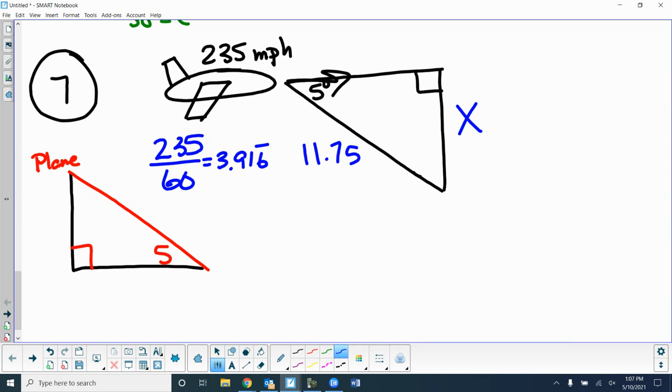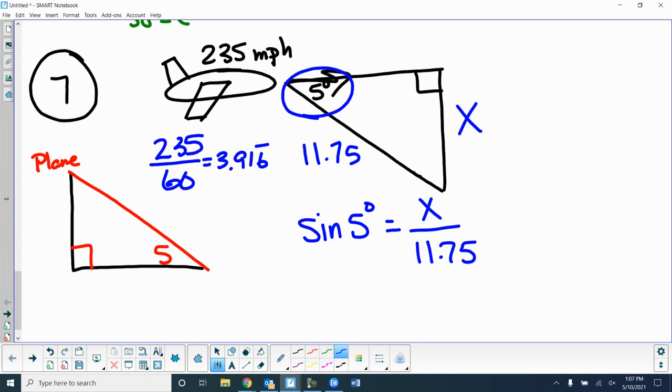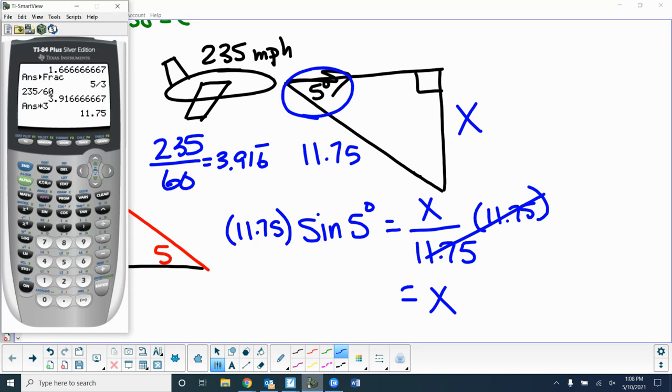So do I use sine, cosine, or tangent? Here's where I'm looking. There's where I start. Sine, right? Opposite over hypotenuse. We're going sine of 5 equals opposite x over hypotenuse 11.75. What do I have to do to solve for x? Right. Multiply by the 11.75, right? So those go away. Make sure you're in degree mode. Yep, we are. All right.